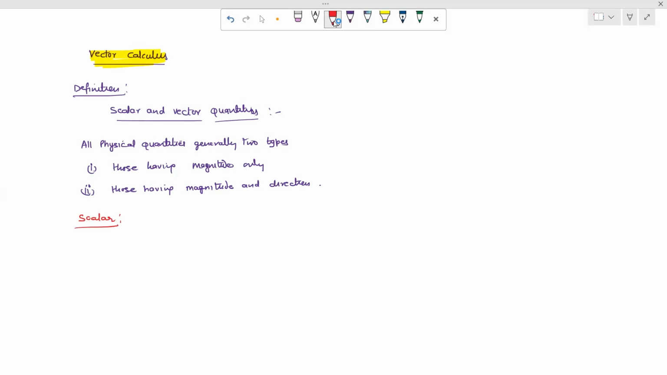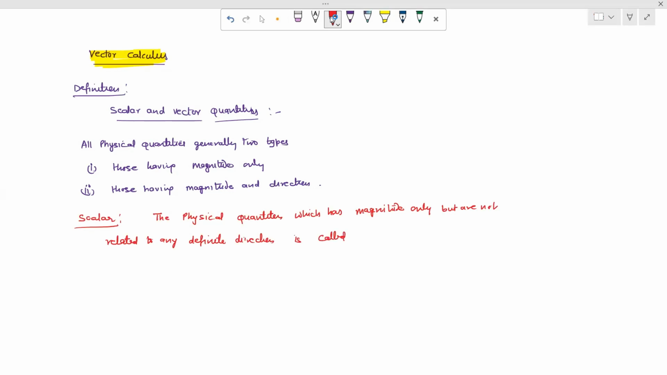For defining the scalar: the physical quantities which have magnitude only but are not related to any definite direction are called scalar quantities, or scalars.